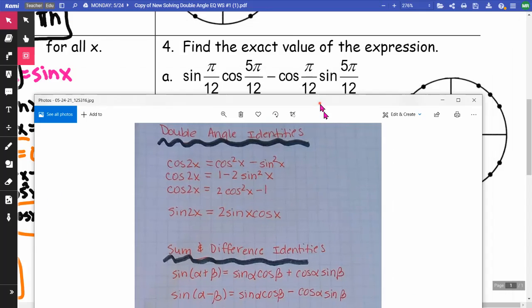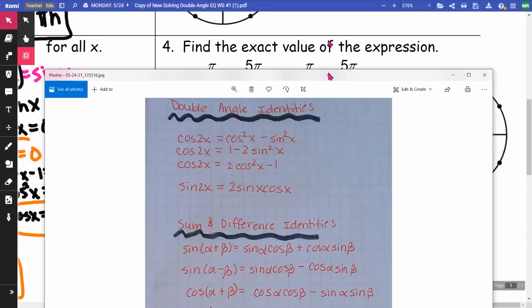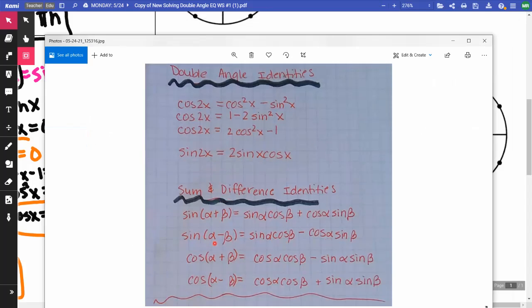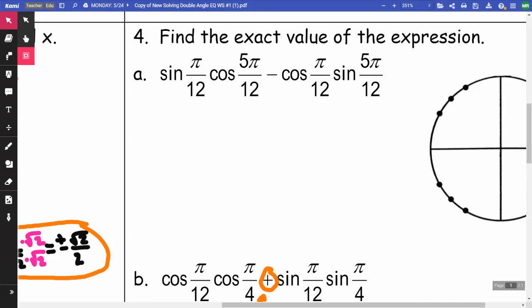Okay, so on this one, you'll notice that I've got sine of an angle, cosine of a different angle, minus cosine of that first angle, sine of that second angle. So looking at this, that is looking to me like it's this one right here. So I'm going to use this formula: sine alpha minus beta equals sine of alpha cosine beta minus cosine alpha sine beta. That's the formula I'm going to use. Okay, so I'm going to just write that formula down.